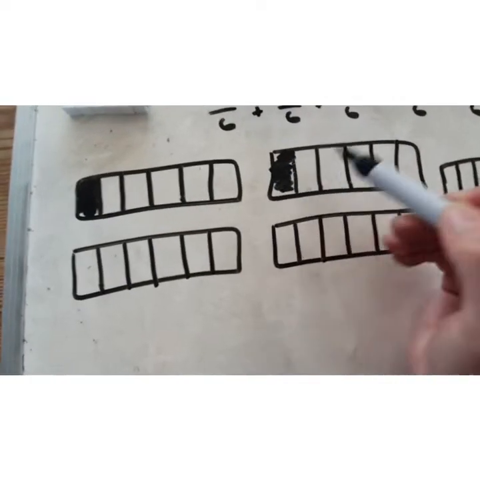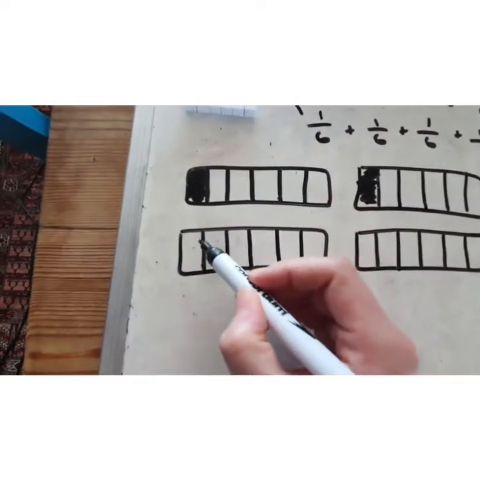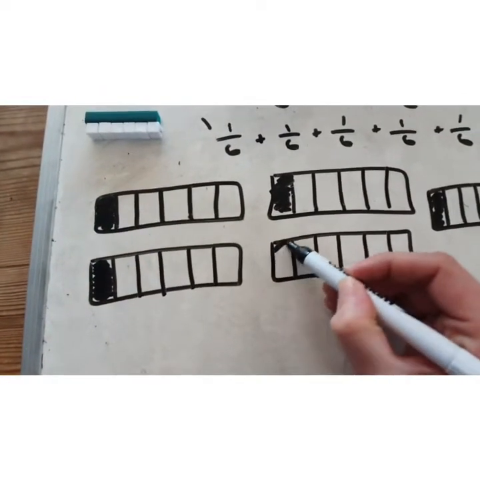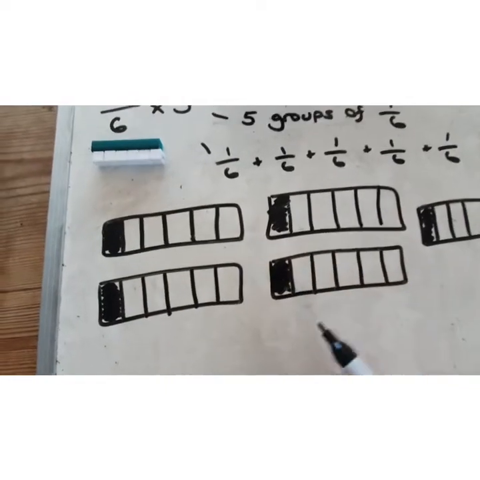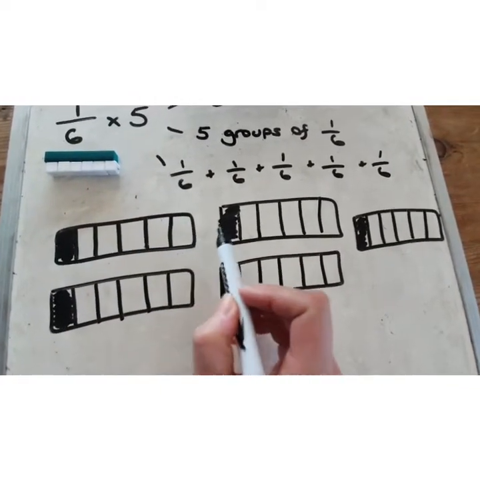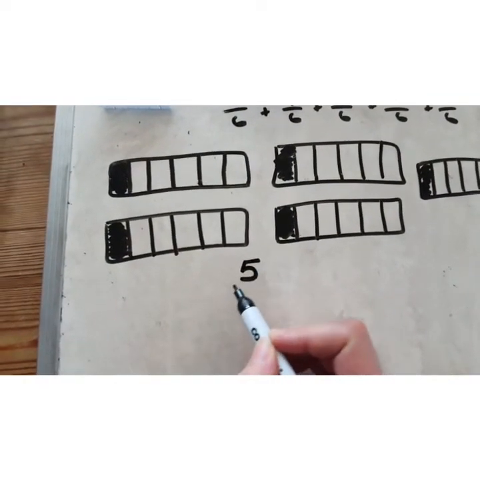So I'm trying really hard to film and colour at the same time. Sorry, it's a little bit shaky. 3, 4, 5. So how many sixths have I coloured in? 1, 2, 3, 4, 5. I've coloured in 5 sixths.